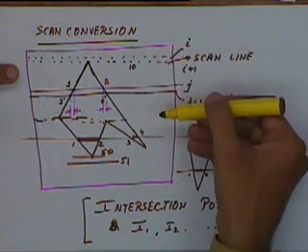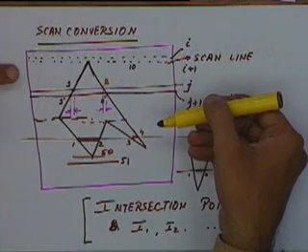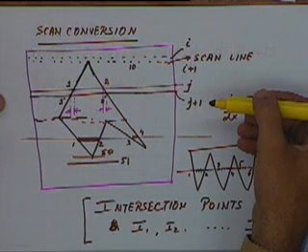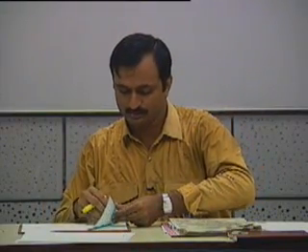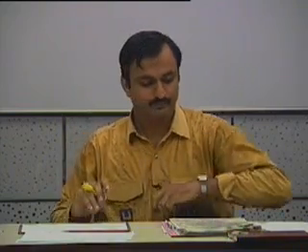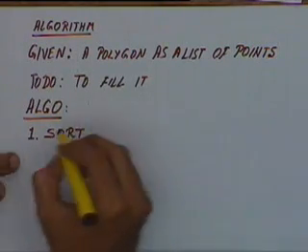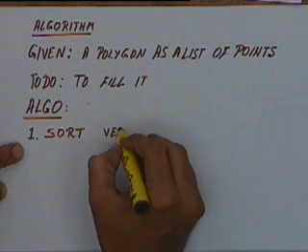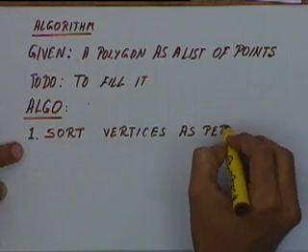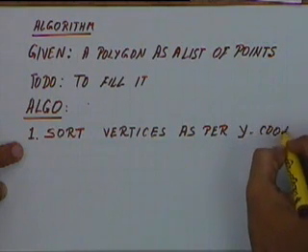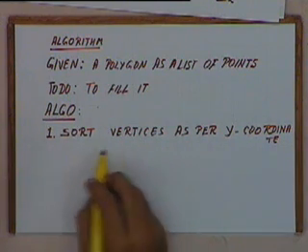Okay, so at every scan line, we'll keep track of the vertices that are there on that scan line, and we'll also keep track of the set of intersections on that scan line. That will be done in two different structures. The first step in this algorithm would be that we'll sort the vertices as per the y coordinate.